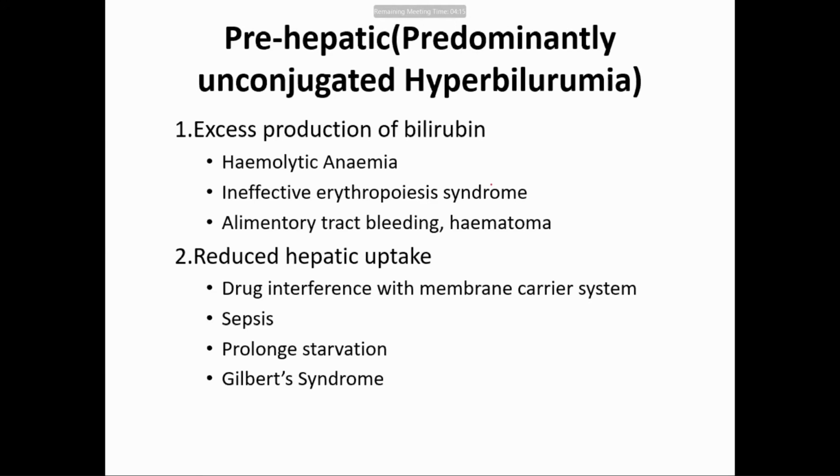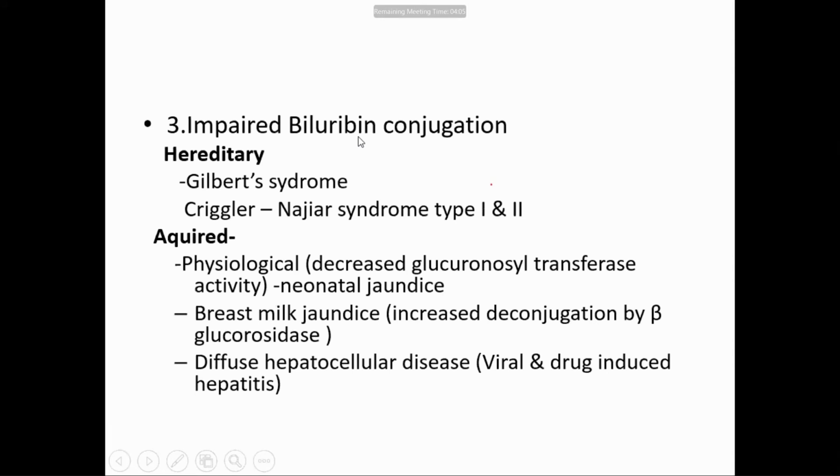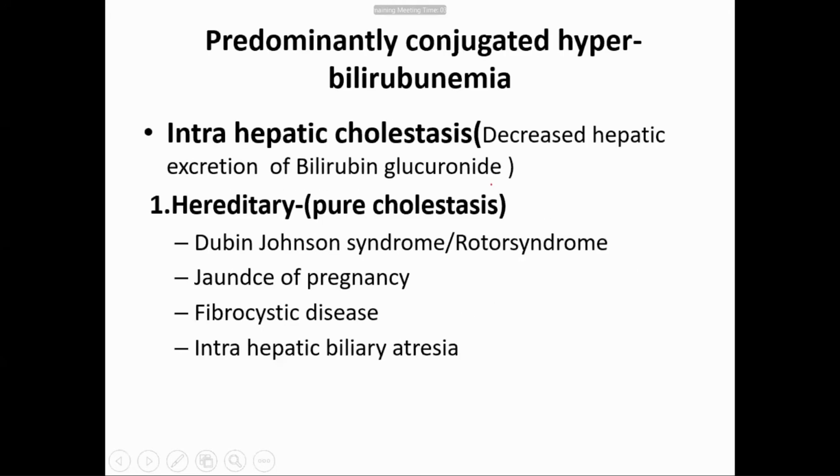So those were the three causes of unconjugated hyperbilirubinemia. All types of hemolytic anemia will lead to excess production of bilirubin, then reduced hepatic uptake, and then impaired bilirubin conjugation. So those first three steps of bilirubin metabolism will lead to unconjugated bilirubinemia.